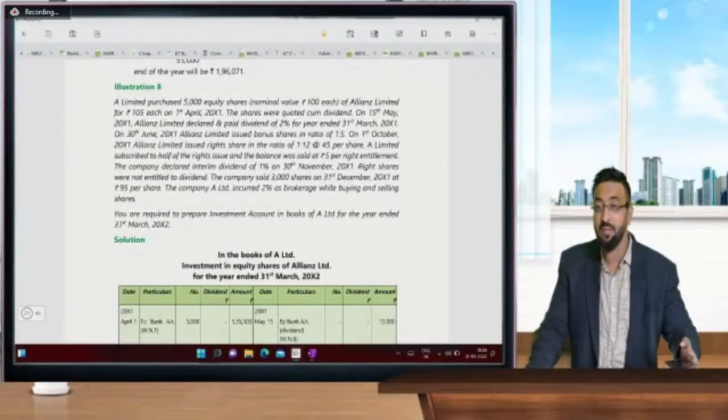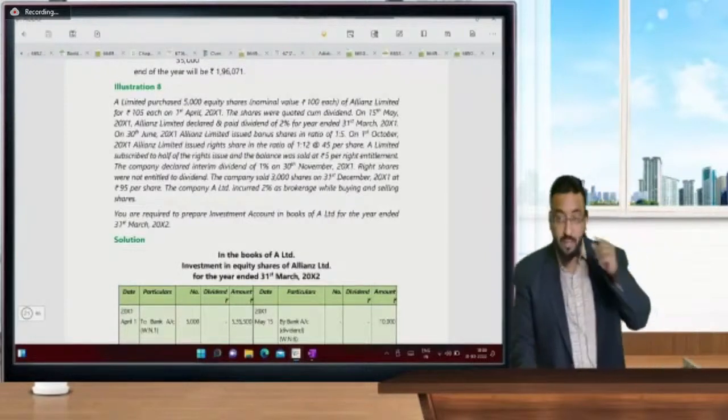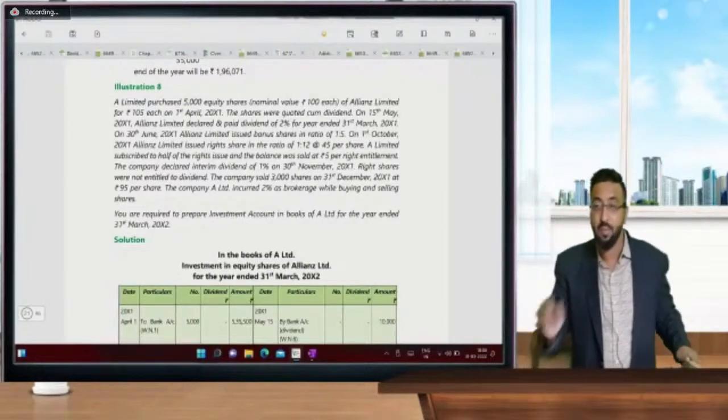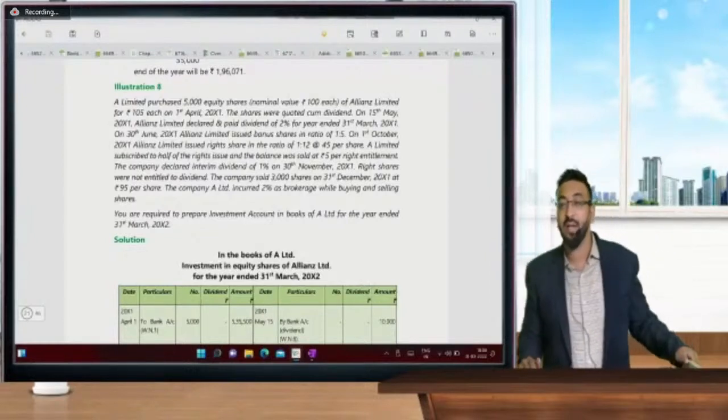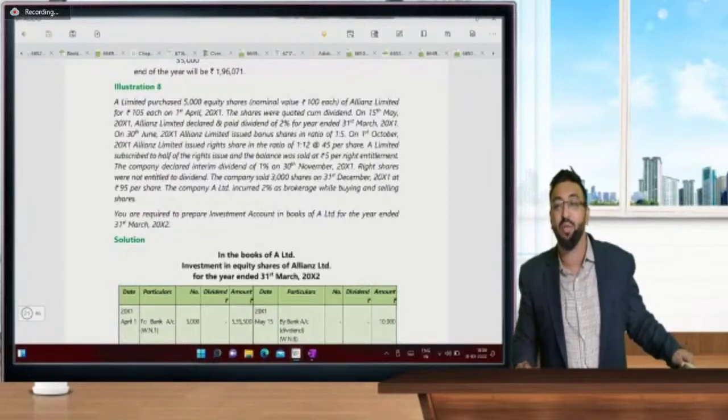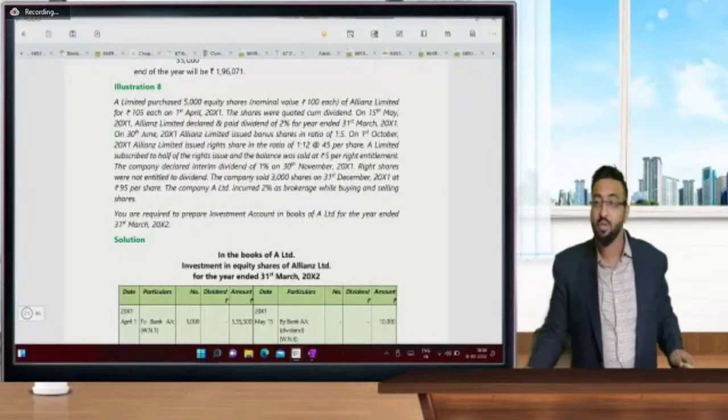Today is the last day for the investment chapter, and today we are going to see the right issue point also. So the right issue topic is after the break. So friends, before starting any session, as you are aware, we are going to start with our basic rules of accounts. So what are the basic rules of accounts?